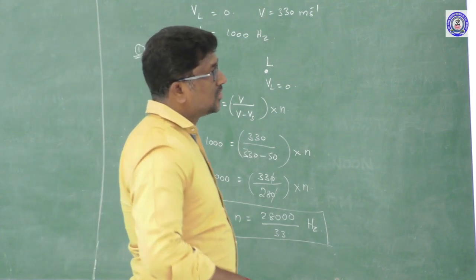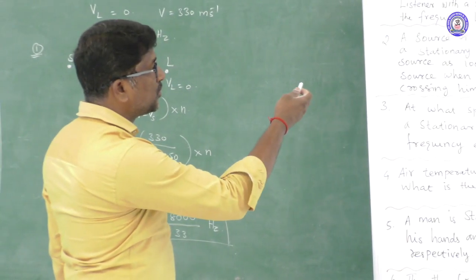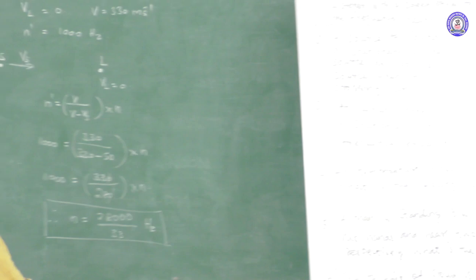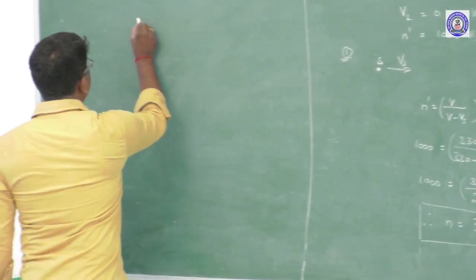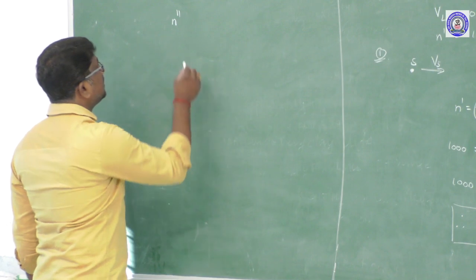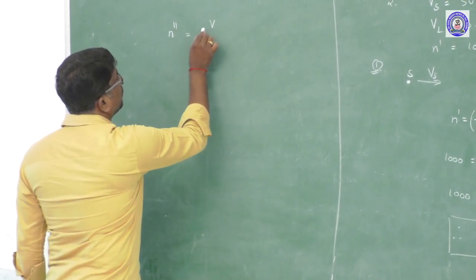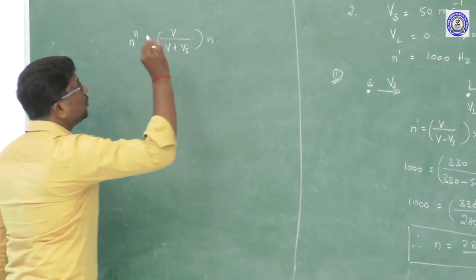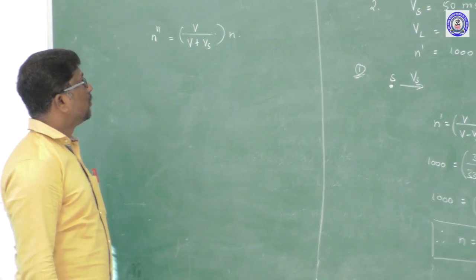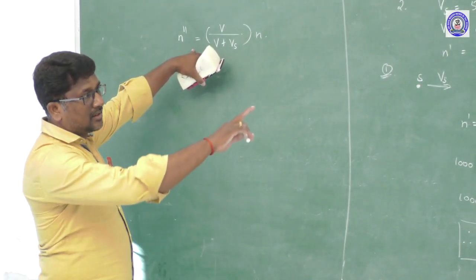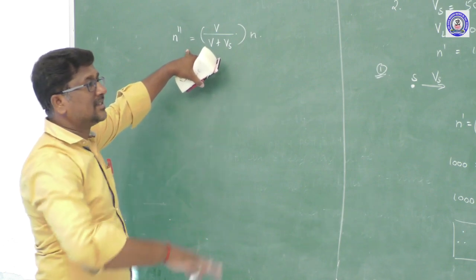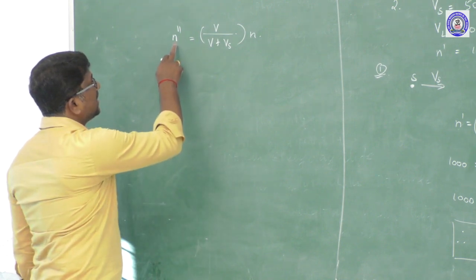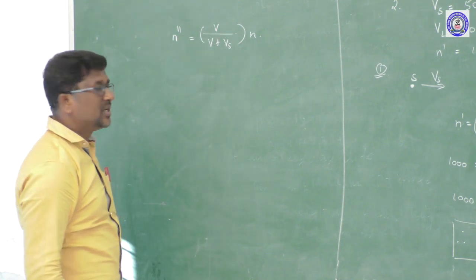Right. Next, what will be the apparent frequency of the source when it is moving away from the listener? Now the new apparent frequency is taken as n double prime, which is equal to V divided by V plus Vs into n, because the source is moving away from the listener. So as the source is moving away from the listener, the apparent frequency is given by n double prime is equal to V divided by V plus Vs into n.